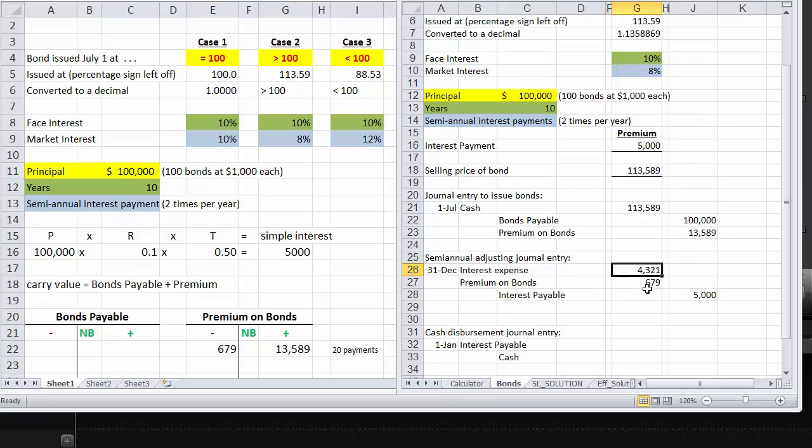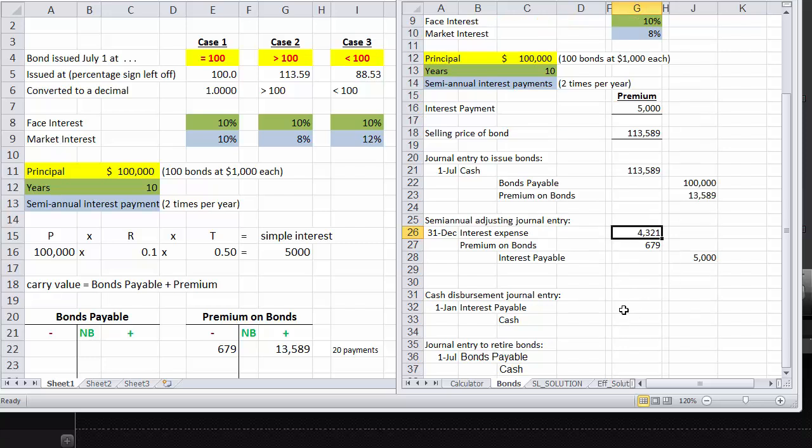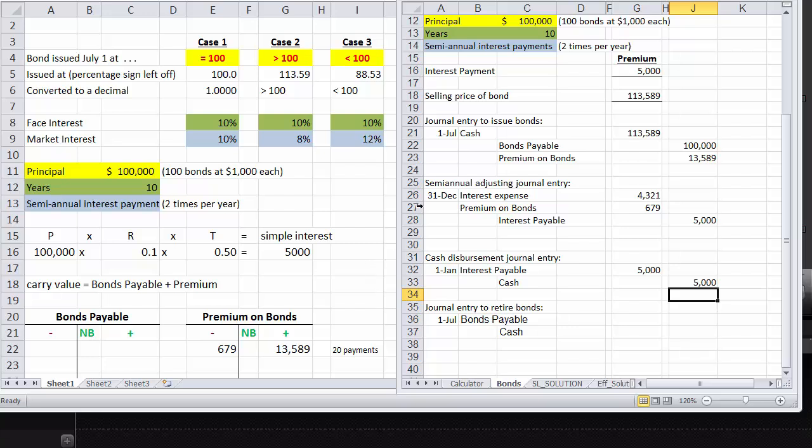So we want to make sure that we properly match that, and since we're using straight line, it's going to be equal amount every 6 months. So on the date of actual payment, January 1, we're going to cut a check for 5,000. So we will debit our interest payable and we will credit our cash for the 5,000. And then let's say July 1 of the following year, it'll be the exact same entry as the one on December 31st. However, instead of crediting interest payable, we will credit cash on July 1 to reflect the payment of the next interest payment.